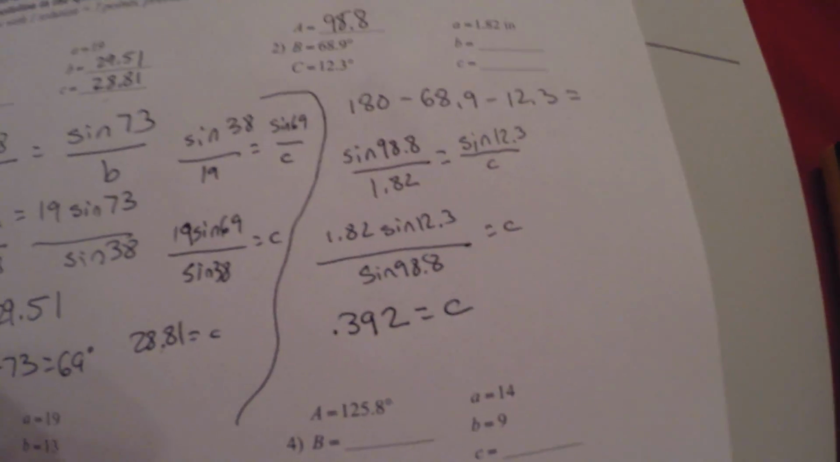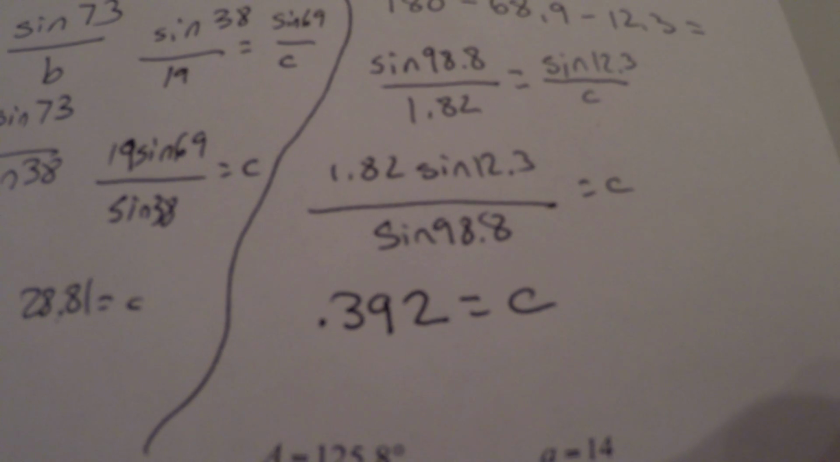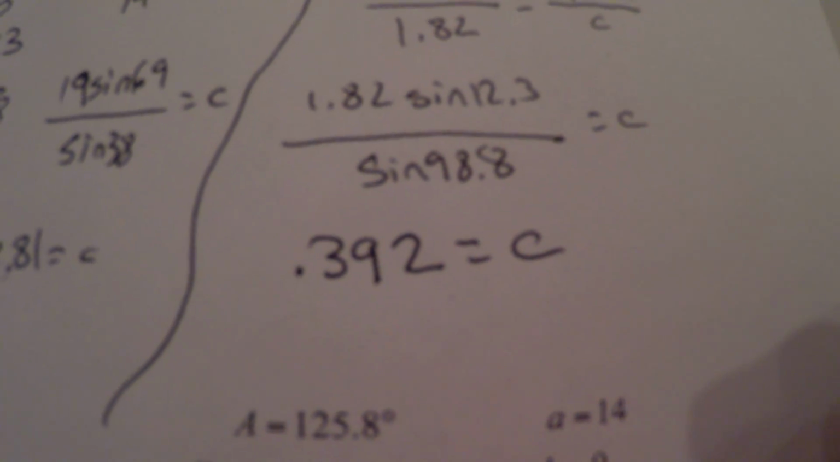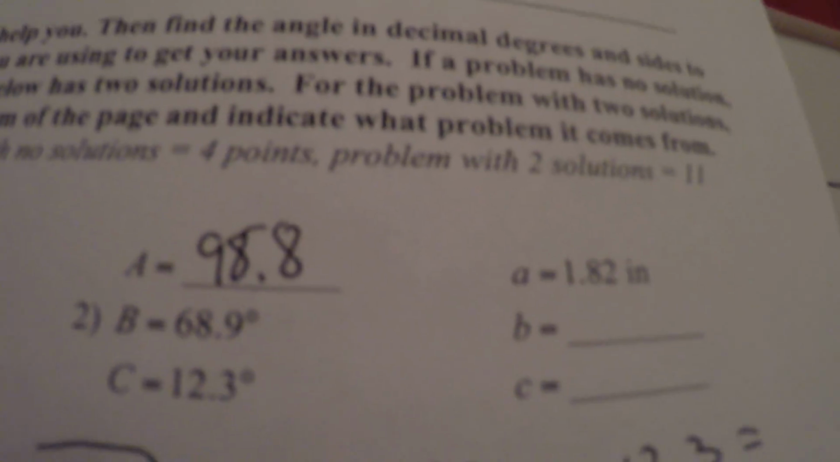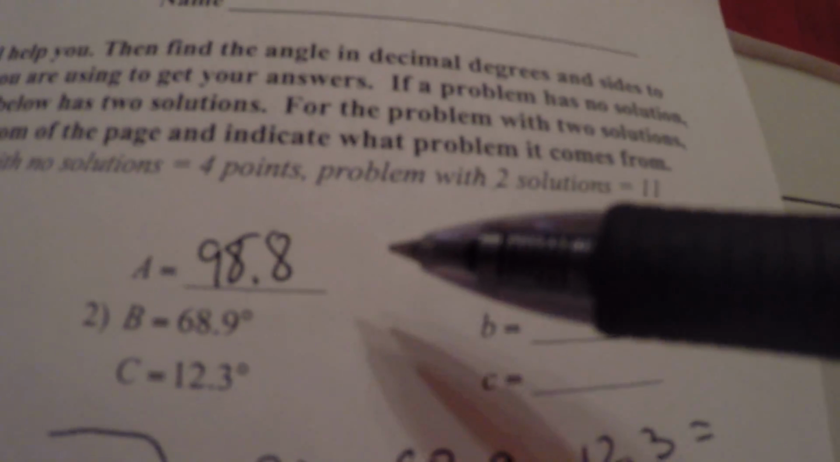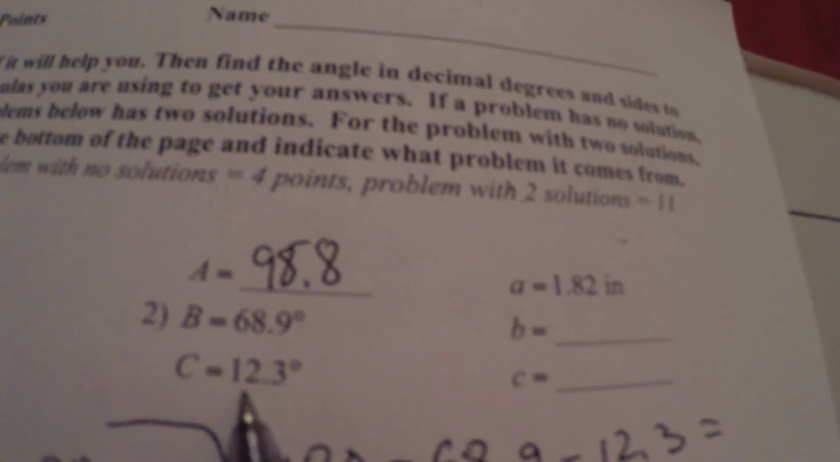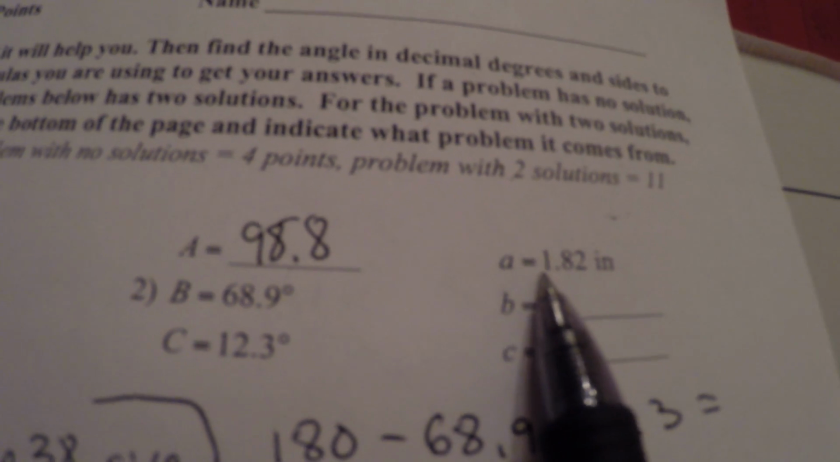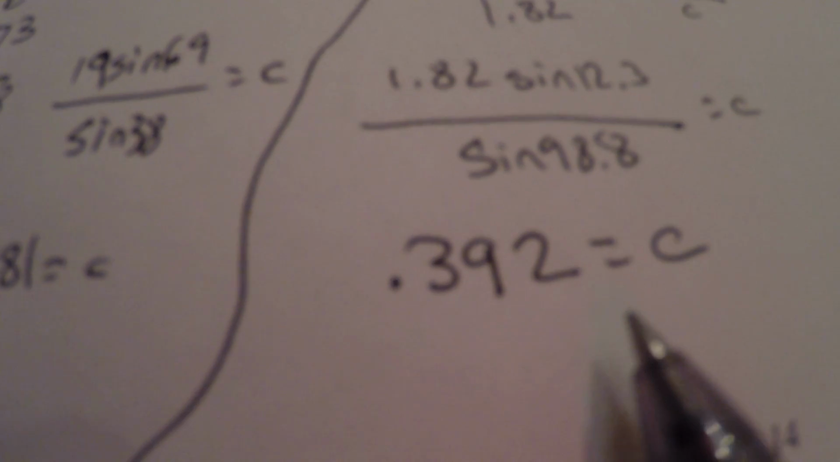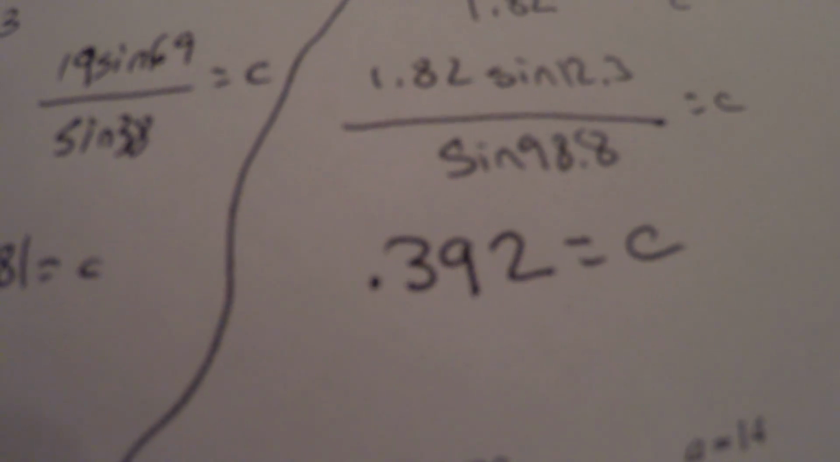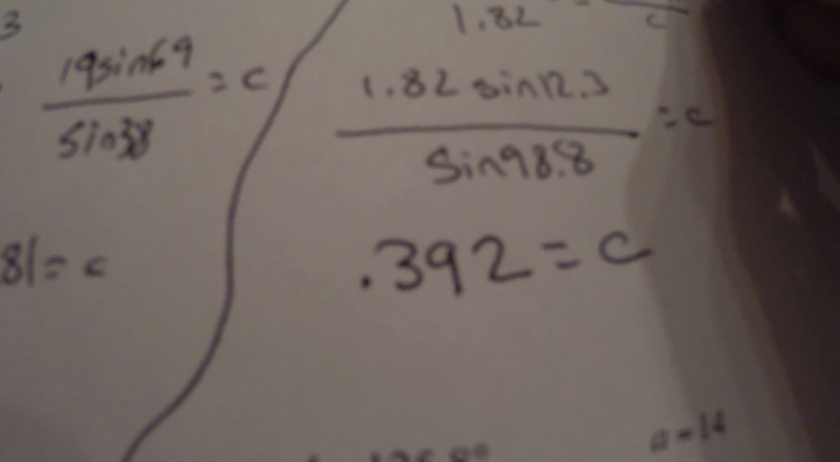Now, some of y'all in class were asking, Mr. Anderson, is it okay that I got 0.392, because this has a decimal? And the answer is, yeah, it's fine. In fact, if you look at this, 98.8 versus 1.82, and then 12.3, well, 12.3 is a lot smaller than 98.8. So whatever it is with respect to 1.82, it's going to be a lot smaller. Seeing 0.392 actually makes me happy because it makes sense.